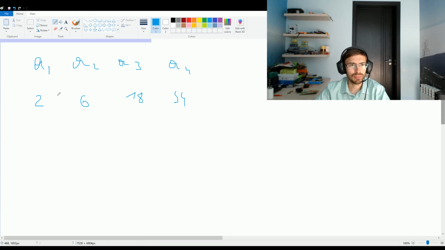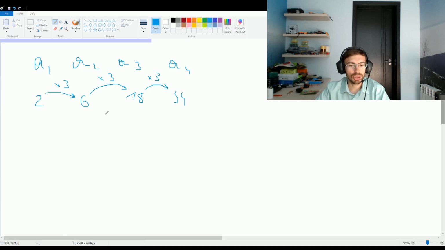Let's have a look. 2 needs to be multiplied by a certain number to get 6. So what number is it? It is 3. So times 3. 6, if we multiply by 3, will be 18. If we multiply 18 by the same 3, it will be 54. So it means that the sequence 2, 6, 18, 54 forms a geometric progression.